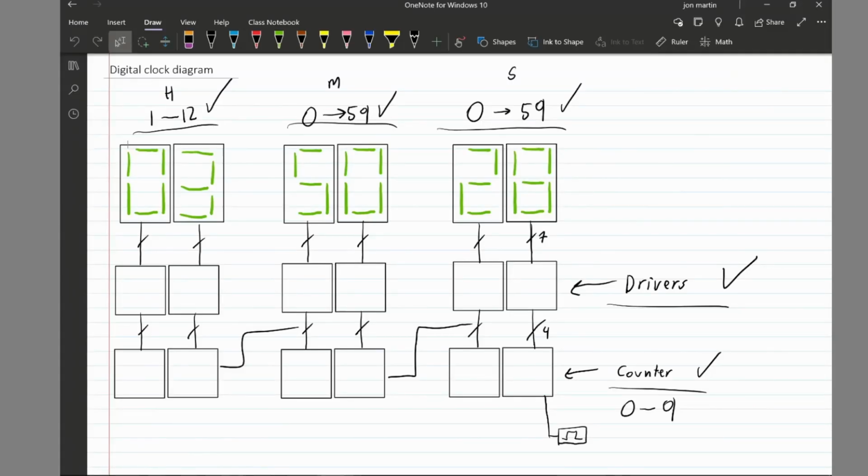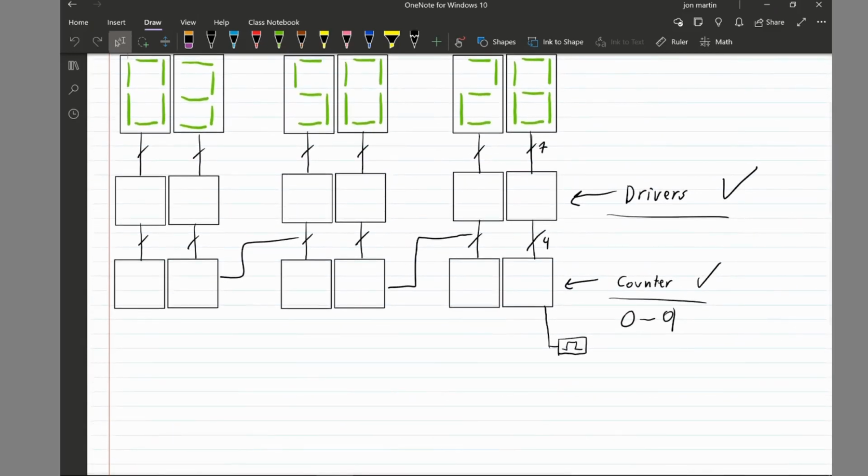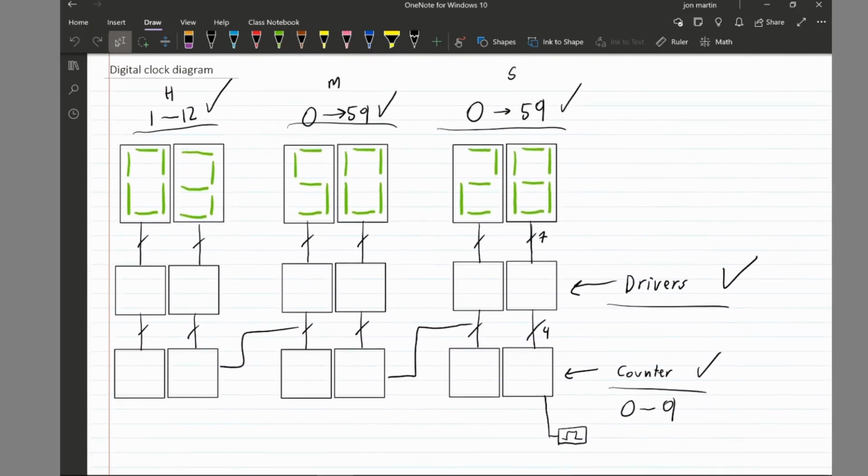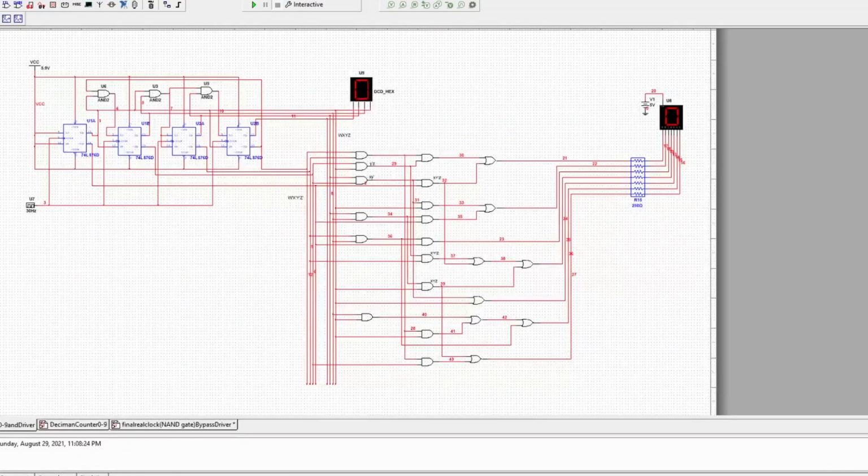So if we go back to this here, we're not going to be using our design, but we're going to be using an IC that performs the same function that our design performed. This is one of the things about design: it's good to make your own, but it's even better to use a better version. So the versions that we're going to be using are, let me see here.